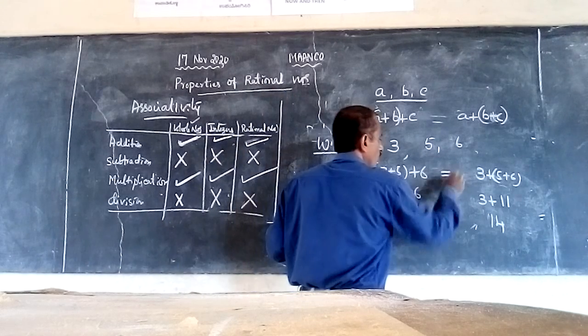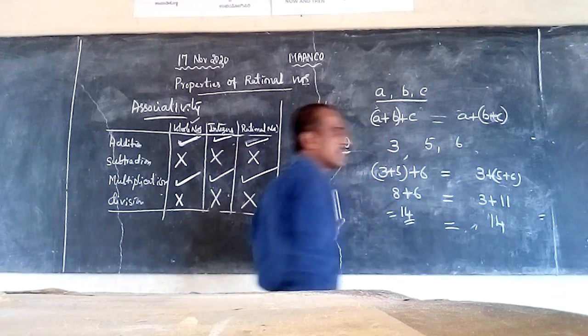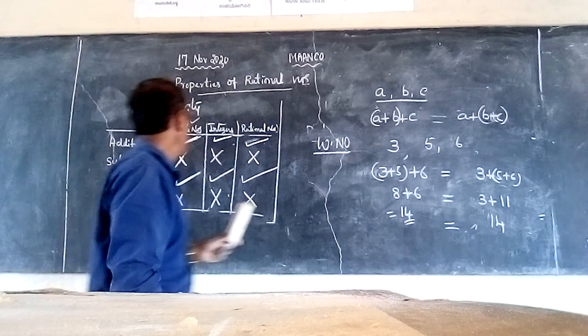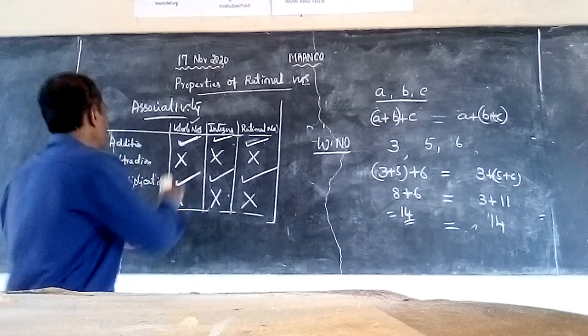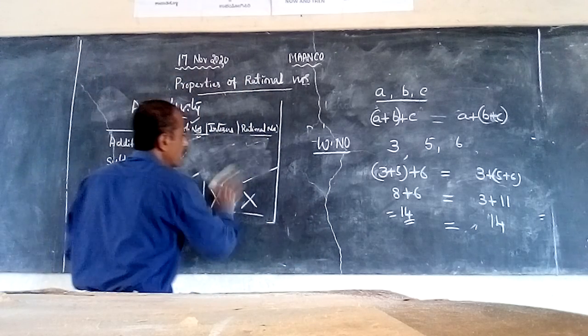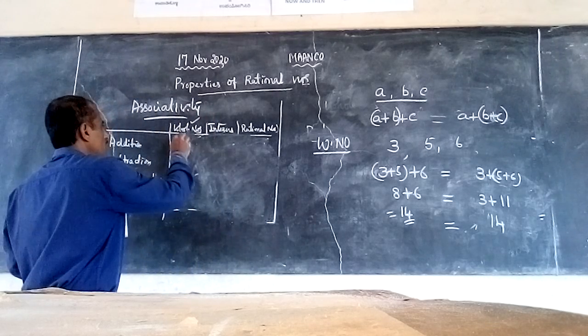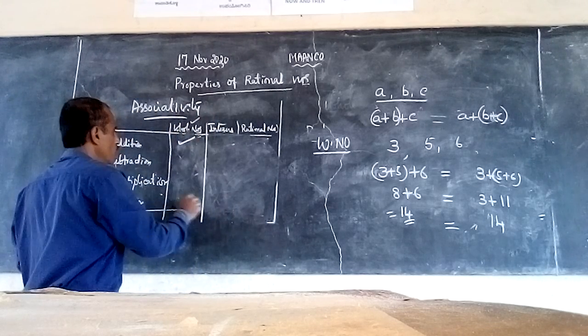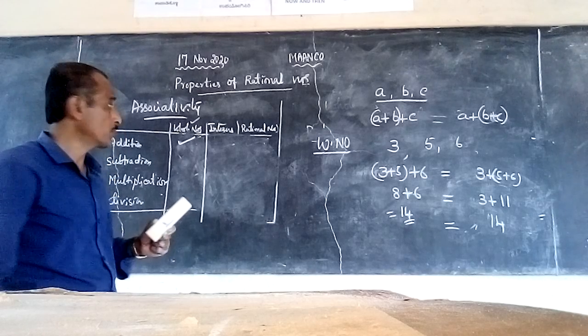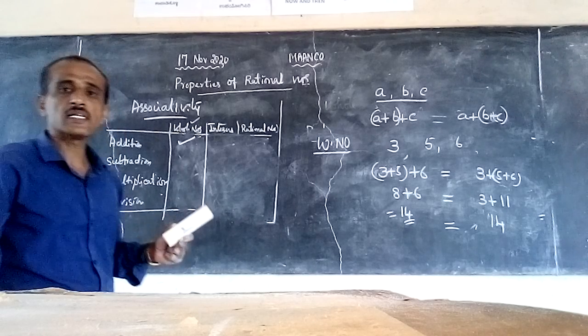So these are equal. Both LHS and RHS are equal. Therefore we can say the associative property holds good for whole numbers. Addition is associative for whole numbers.